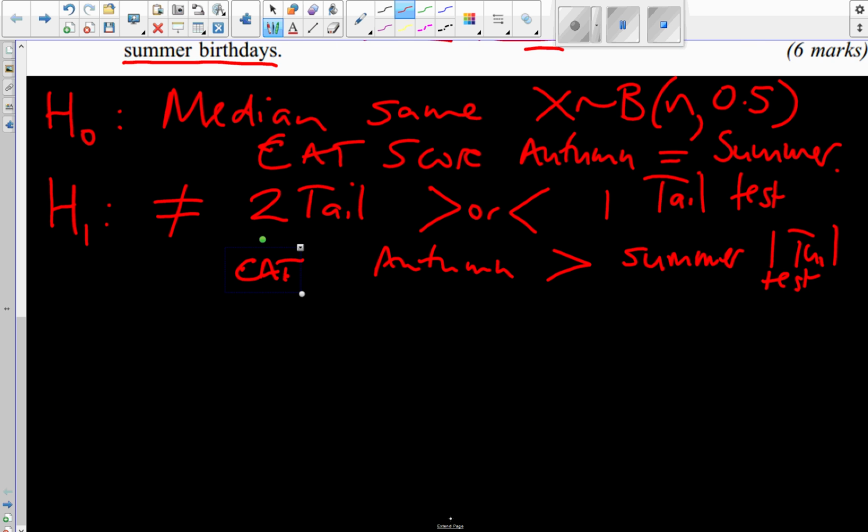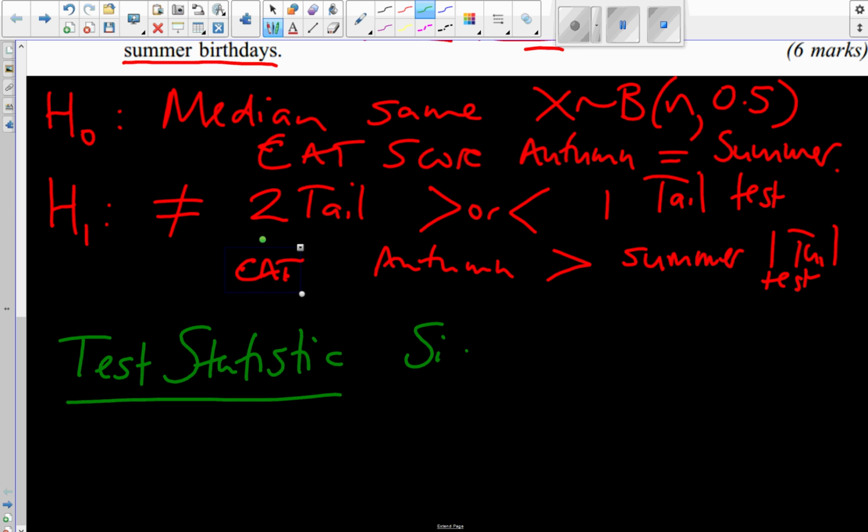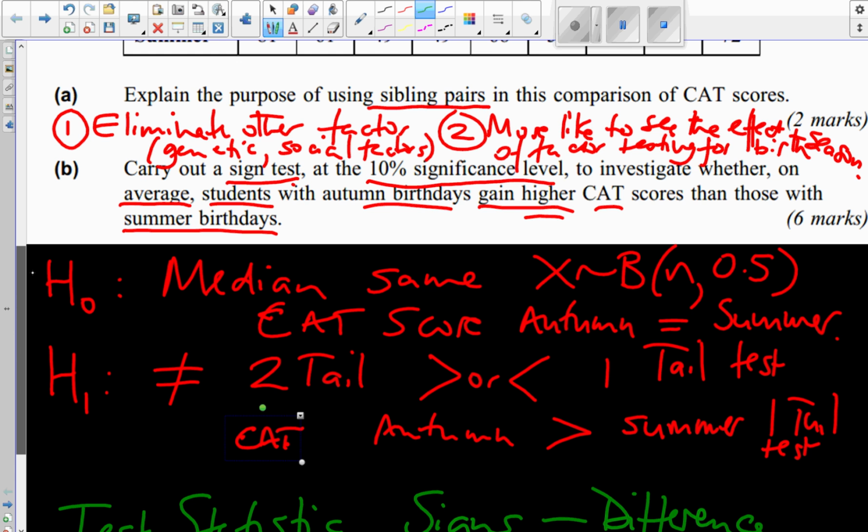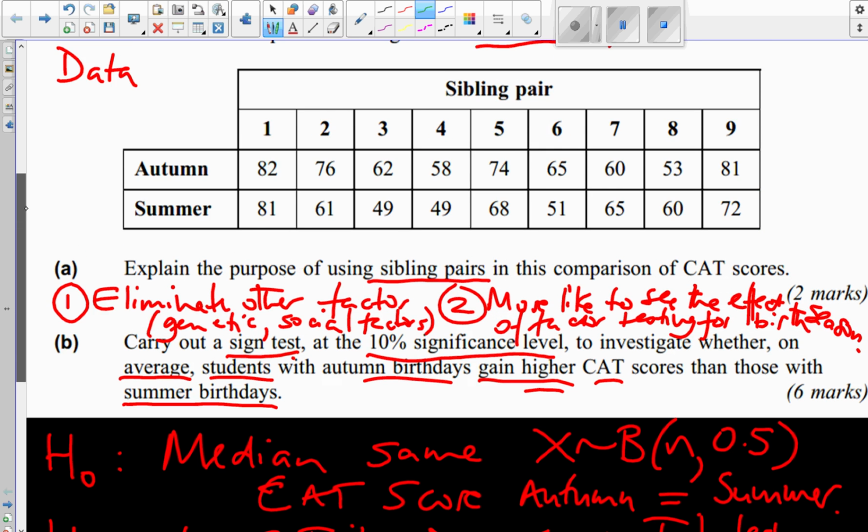Good. The next thing we need to do, add some space here, is to calculate our test statistic. And in this one, we're looking at signs. But what we've got to do is calculate the sign of the difference between the pairs. So we've got to derive the difference. So let's hop back up to the data. Go back to the data and start looking at that.